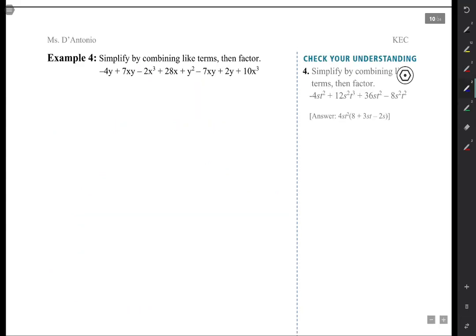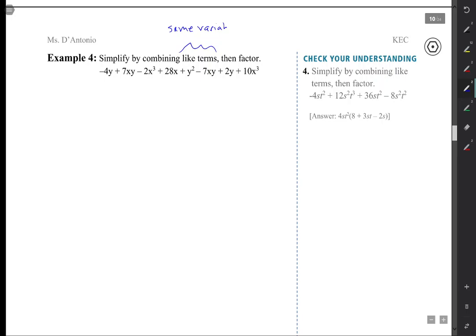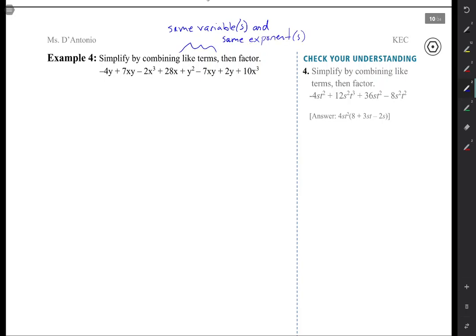In our final example here, we're taking it one step further, and that is we need to simplify by combining like terms and then factor. So now we have to remember how to simplify an expression. We need to remember what like terms are. Now, like terms need to have the same variables and same exponent. So let's look at all of our terms here. Let's start off with this term here with the y. Are there any other terms that just have a y in it?